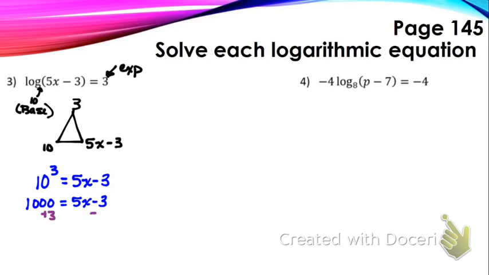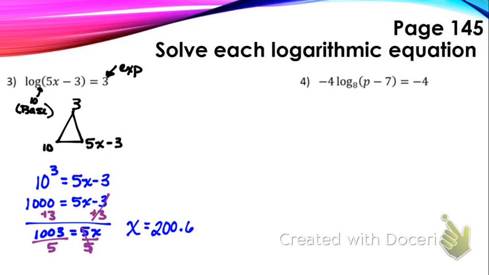Add 3 to both sides. Thank you, Ibrahim. 1003 equals 5x. Almost there. Divide both sides by 5. Not gonna lie, I'd need to grab my calculator for this. How much? 200.6. If I put this back into my log equation in the place of x, will my argument be a positive or a negative number? Positive. Then I can keep that answer. It is valid.